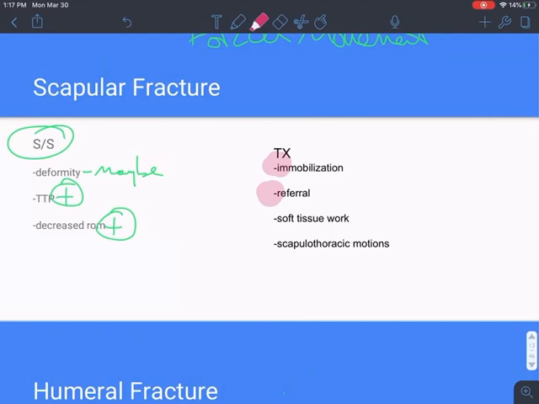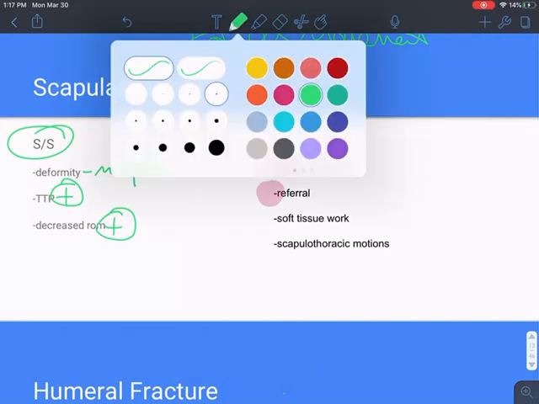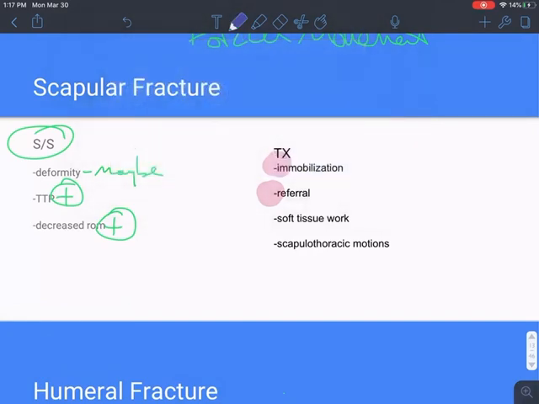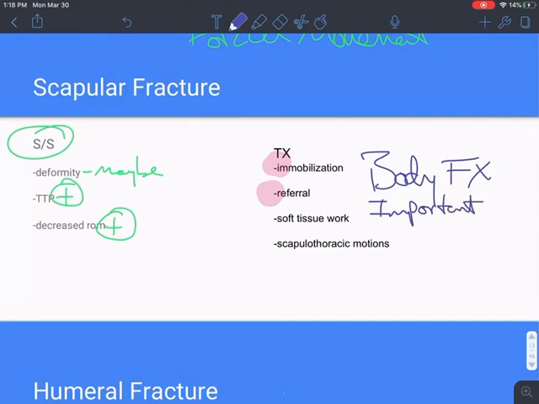They're gonna get an X-ray, all that sort of stuff. Now there's two very important treatments for body fracture. So here's number one, here's number two: soft tissue work and scapulothoracic motions. Let's say someone does number one over here.